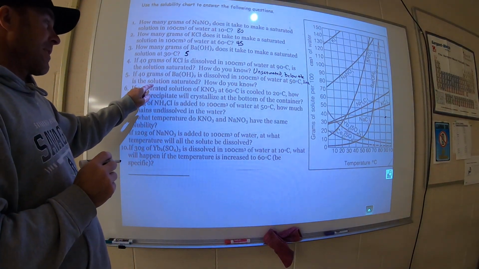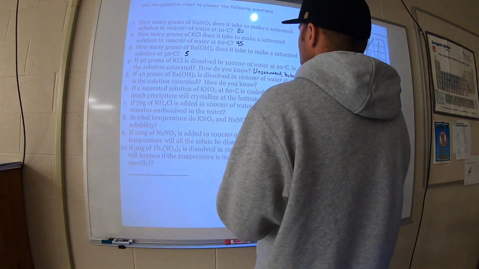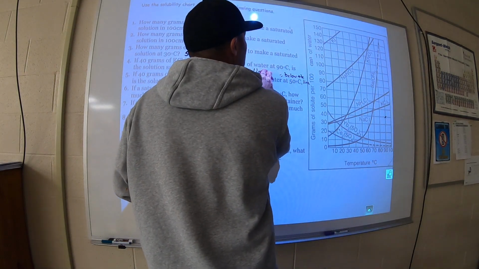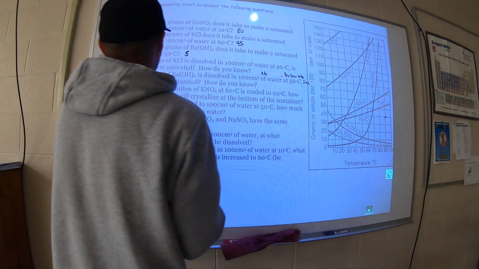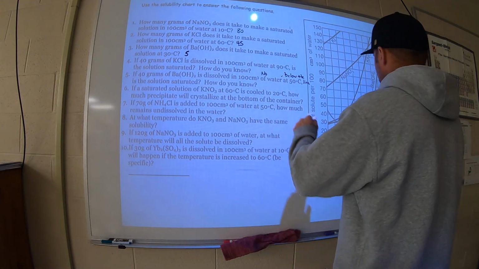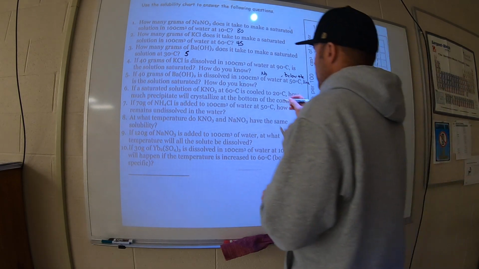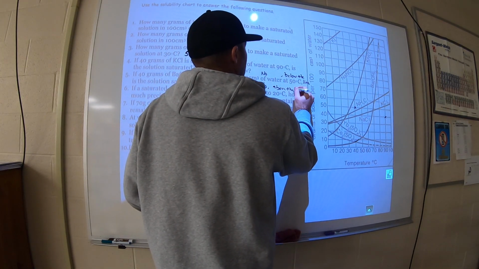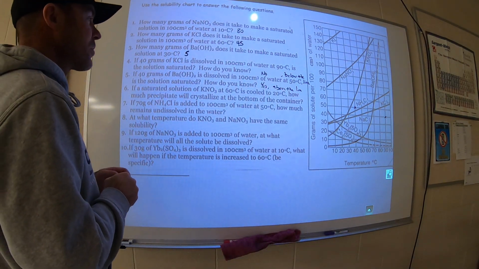Number 5, if 40 grams of barium hydroxide is dissolved at 50, is the solution saturated? I'm just going to say no for that one. 40 grams at 50. So 40 grams at 50 is right here. We're talking about barium hydroxide. Here's the line for barium hydroxide. That is above the line. So it is saturated, yes. How do you know? Above the line.